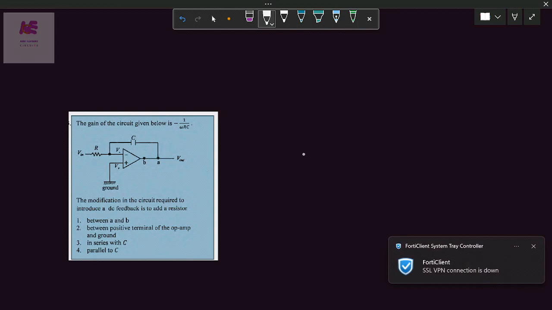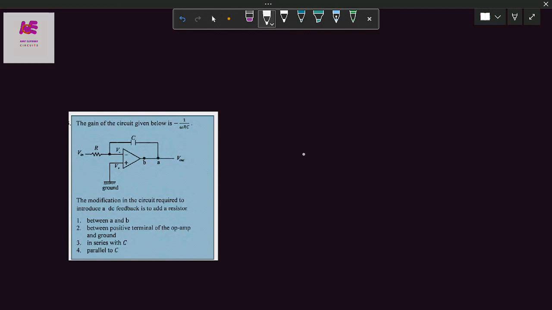The problem is given on the operational amplifier. The gain of the circuit is given as minus 1 upon omega RC. We have to find out the modification in the circuit to introduce a DC feedback, that is, to add a resistor.